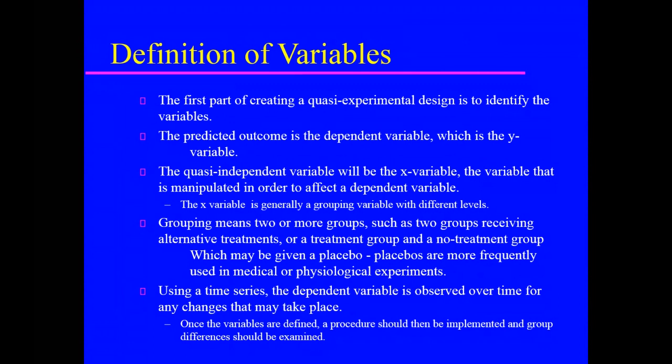You can also group your independent variables, so they can receive alternative treatments, or it might be a placebo, like they do in medical and physiological research. Another common thing done in quasi-experimental design is using a time series, where you implement some change and then see what happens in the time series. That's another approach. I'll mention that a little bit more later. Next slide.